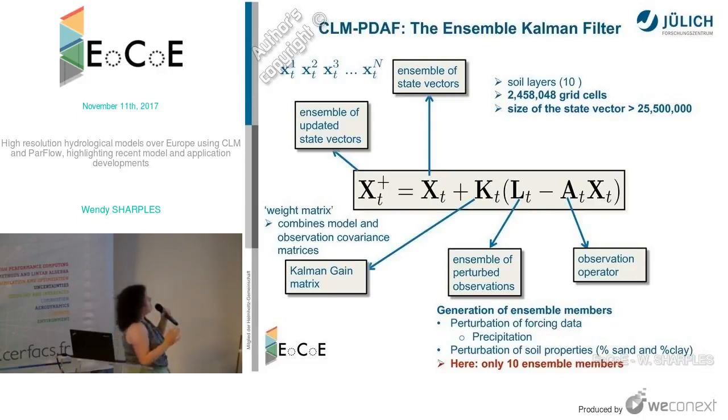So then to actually get the improved states, we use an ensemble Kalman filter, where we have 10 ensemble members and we perturb the precipitation and the soil properties, percentage sand and clay, which we saw in the previous slide. And then to get the updated state vectors from assimilating the observation and the model, the Kalman gain matrix is used, which is like a weight matrix which combines model and observation covariance matrices.